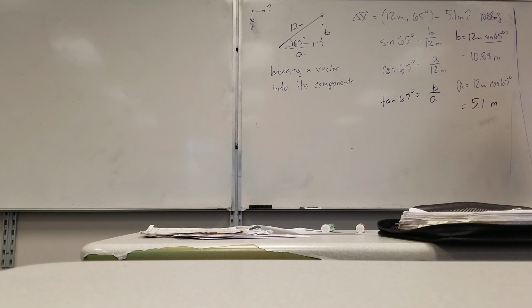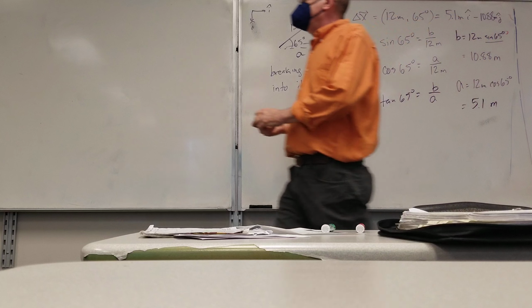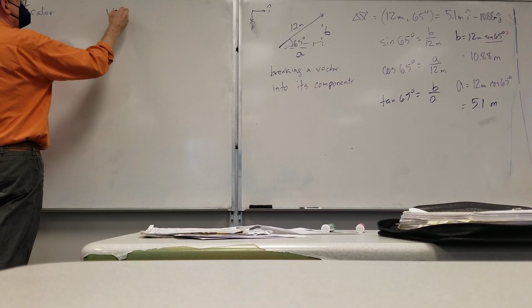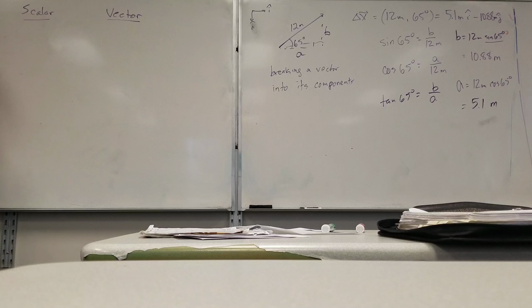Don't forget, I decided to be eccentric. So negative, minus, because I defined down as positive j hat, therefore up is negative. Okay. Any other questions before we get back to what I started?